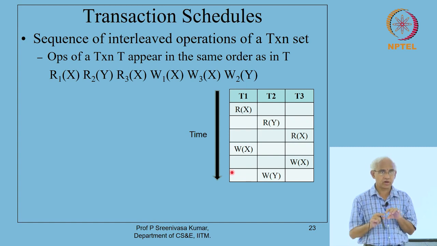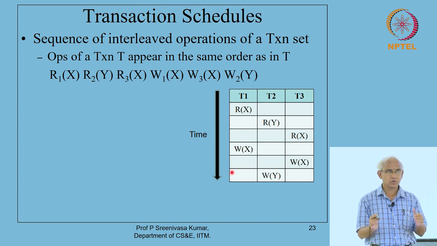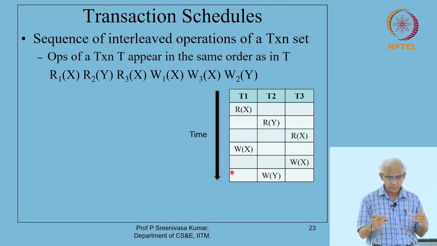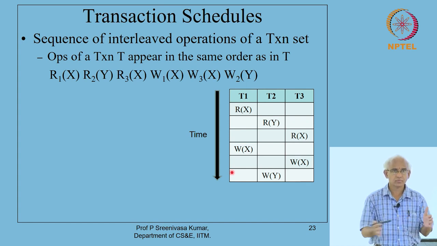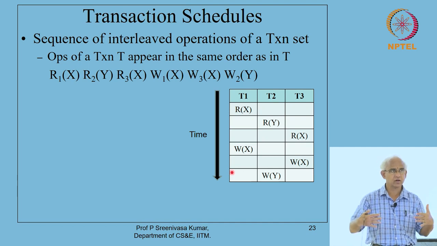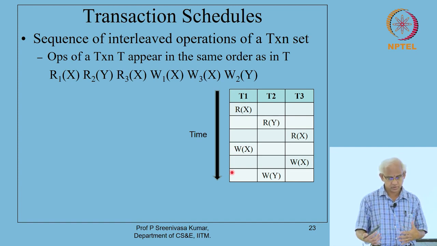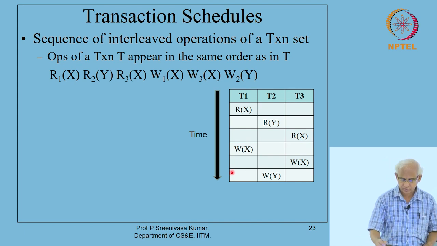Here is an important notation that we make use of in order to model the interleaved operations of a bunch of transactions. A bunch of transactions are currently running, admitted, and they are all running. We want to take a peek into how they have actually happened. What is the exact interleaving of the operations of these transactions? So we need a model for that, a notation for that. Let's represent it like this.